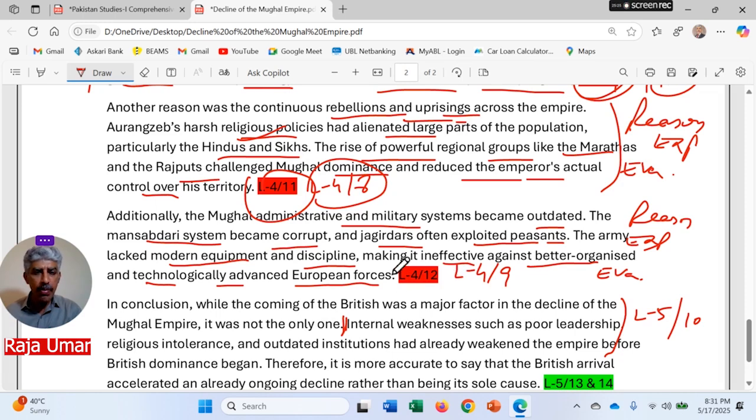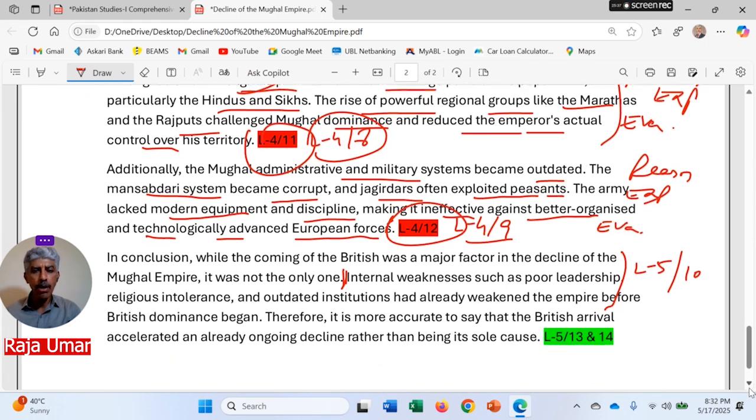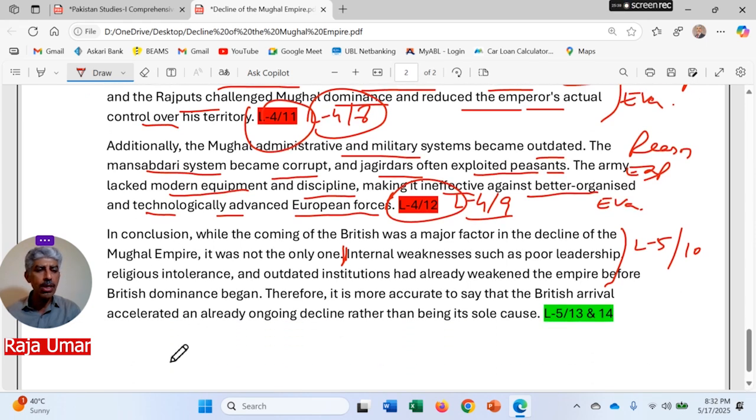So in this way, you will be able to reach the maximum points of level 4, 12 marks for 14, and in a 10 marks question, you have reached up to level 4, 9 marks over here. And now you are supposed to give the conclusion. This is level 5, the last one.